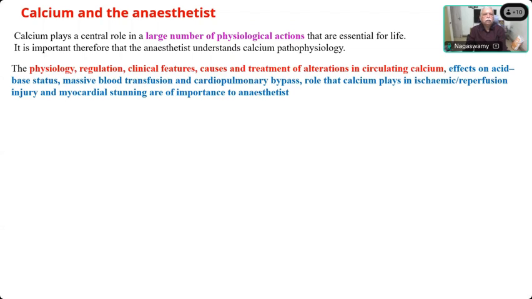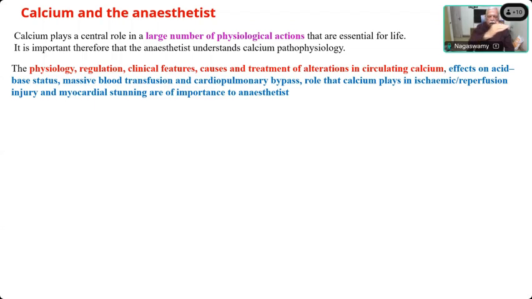It is all marked in red. Regulation, clinical features, causes and treatment of alteration in circulating calcium. This is about the physiology, how it does. But when it comes to the altered, pathological state, it is more of a pathophysiology rather than simple physiology. So it gets altered in acid-base status changes, massive blood transfusion, cardiopulmonary bypass, and the role of calcium in ischemic reperfusion injury and myocardial stunning are important to anesthetists.